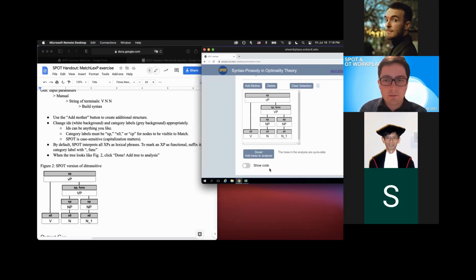So again, I'll just take a brief pause there and ask if there are any questions or if you had any trouble building this tree, or if I should slow down a little bit so you have time to enter the input.